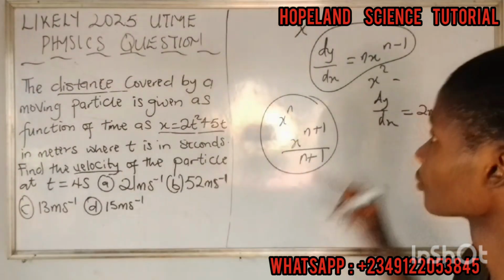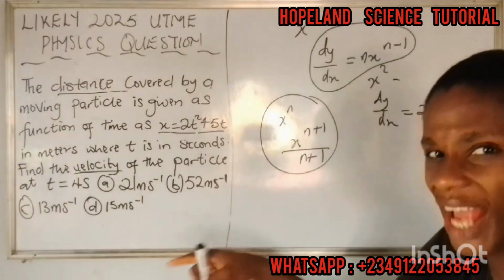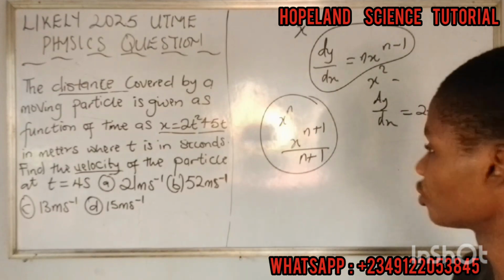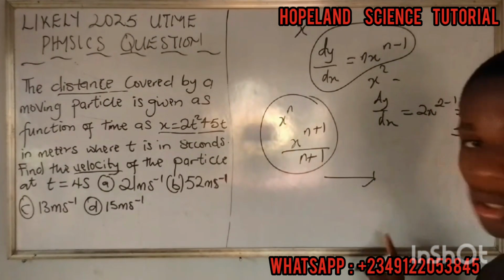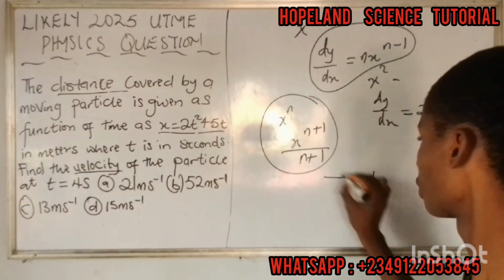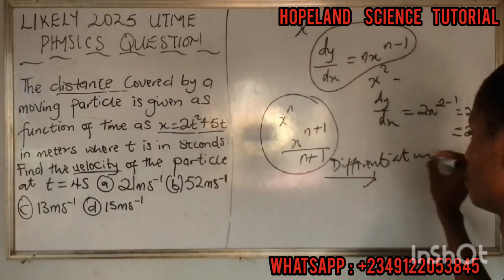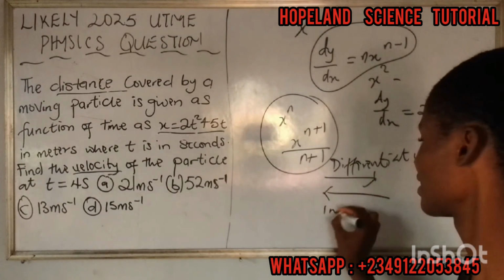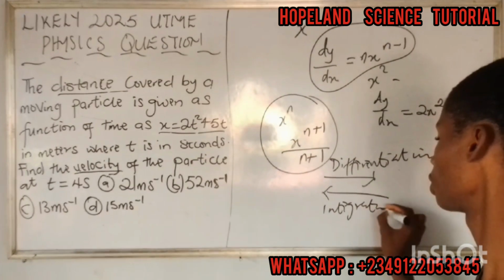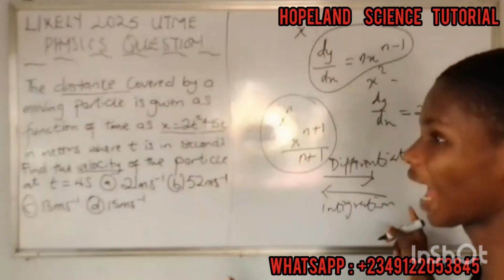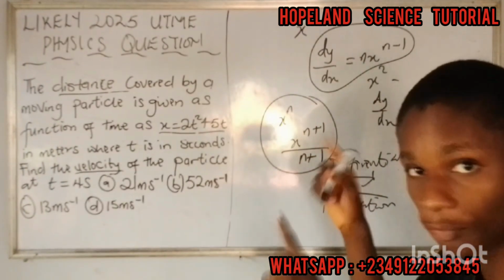This is integration. Are you together? Now you should know that differentiation and integration are two different processes. They are opposite of each other. Differentiation is the move in the forward direction, while integration is the backward direction. Are we together? So they are antagonists of each other.